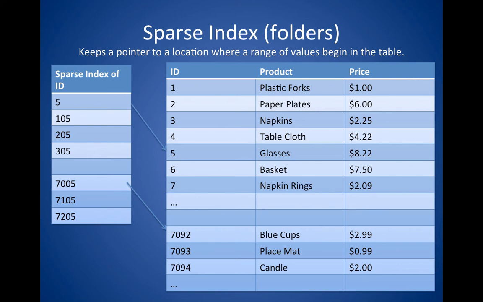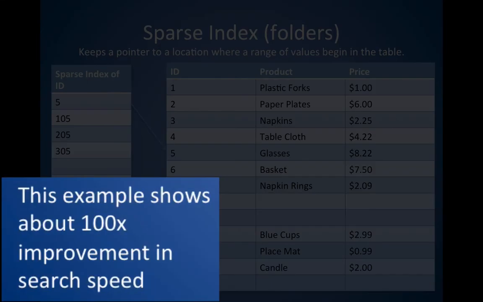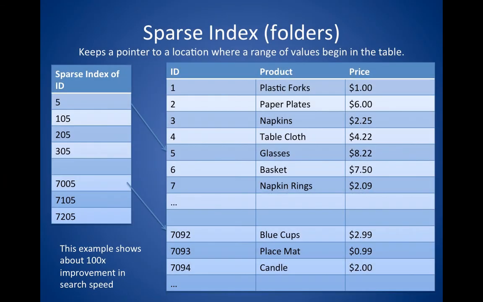A lot of the time the computer will take care of what kind of index it is, so you might not need to know exactly how it's working behind the scenes. This example would show you approximately 100 times improvement in your search speed because the sparse index looks like it is using about one item out of every 100.